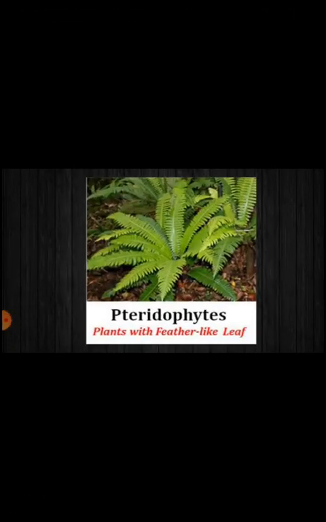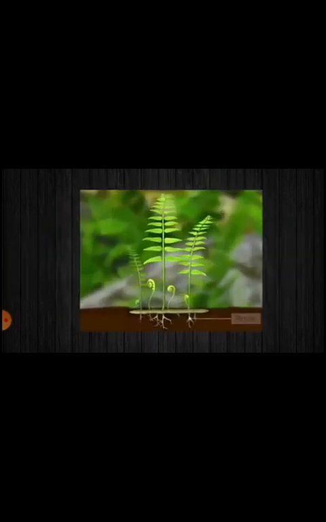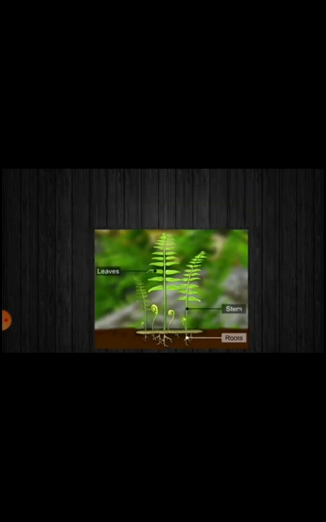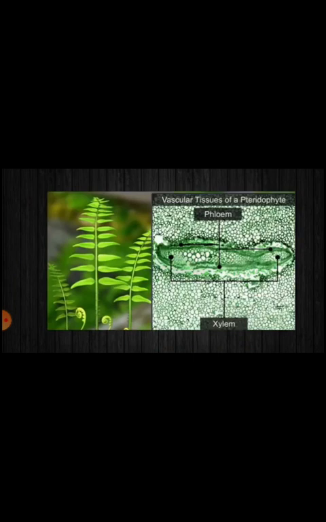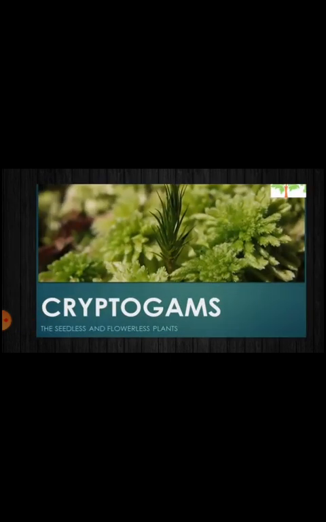Pteridophytes are true non-flowering land plants. It is so because they have developed a root system which makes them capable of absorbing nutrients from soil. They have leaves which help them prepare their own food. And they have a vascular system which helps them transport nutrients and food. Pteridophytes are seedless plants and thus are also called cryptogams.